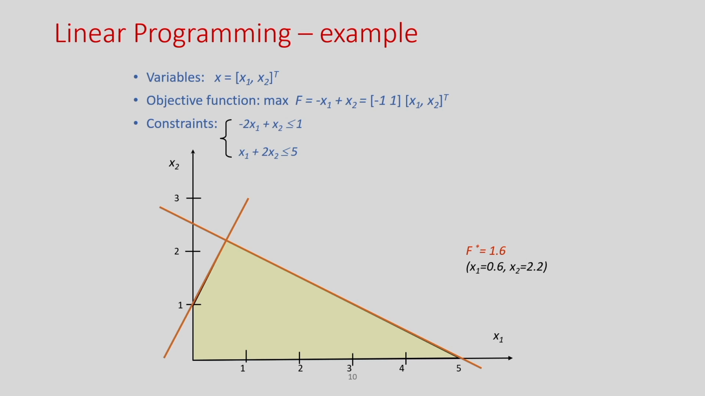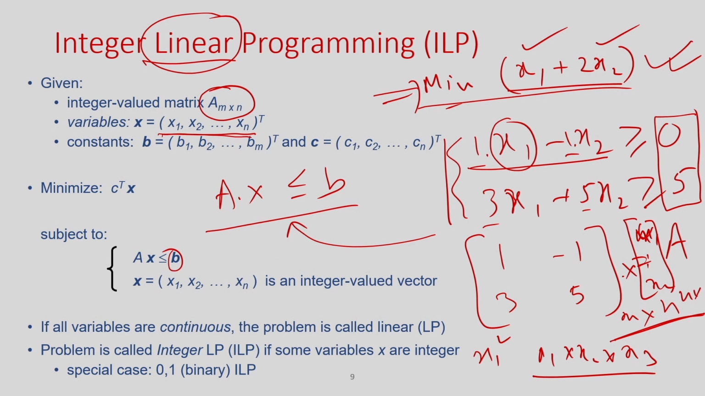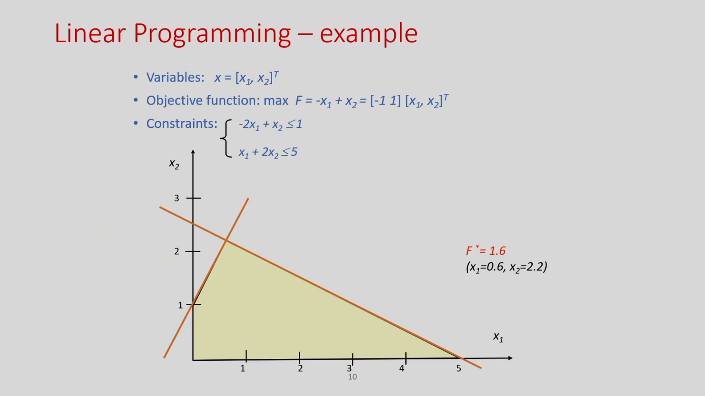Just to give an example for this ILP, so this is linear programming. What is the difference between ILP and linear programming? If the variable is continuous, that means you can think of it as a floating value that can take any value, then it is linear programming. And if the variables take only integer or discrete values, 1, 2, 3, 4 and so on, then it is integer linear programming.